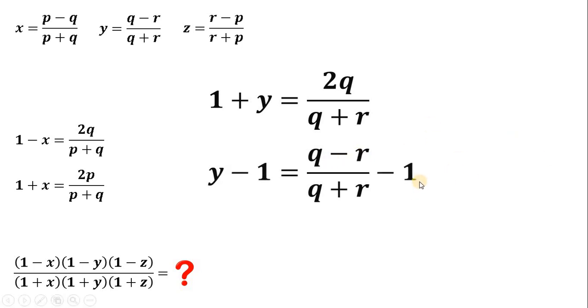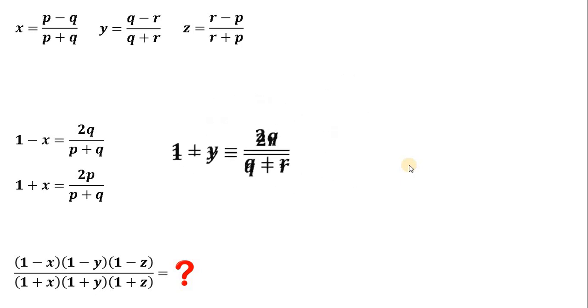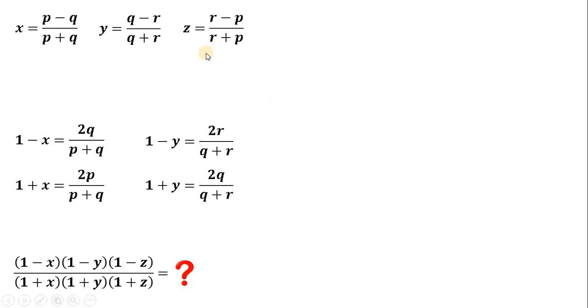Now this 1 again can be written as (q plus r) all over (q plus r). We know that. Now we have the same denominator, and if we subtract its numerator, take note that we can cancel out this q and negative q. So this is just negative 2 times r all over q plus r. And now if we multiply both sides by negative 1, this is just 1 minus y equals 2r all over q plus r. Now we see some patterns right here.